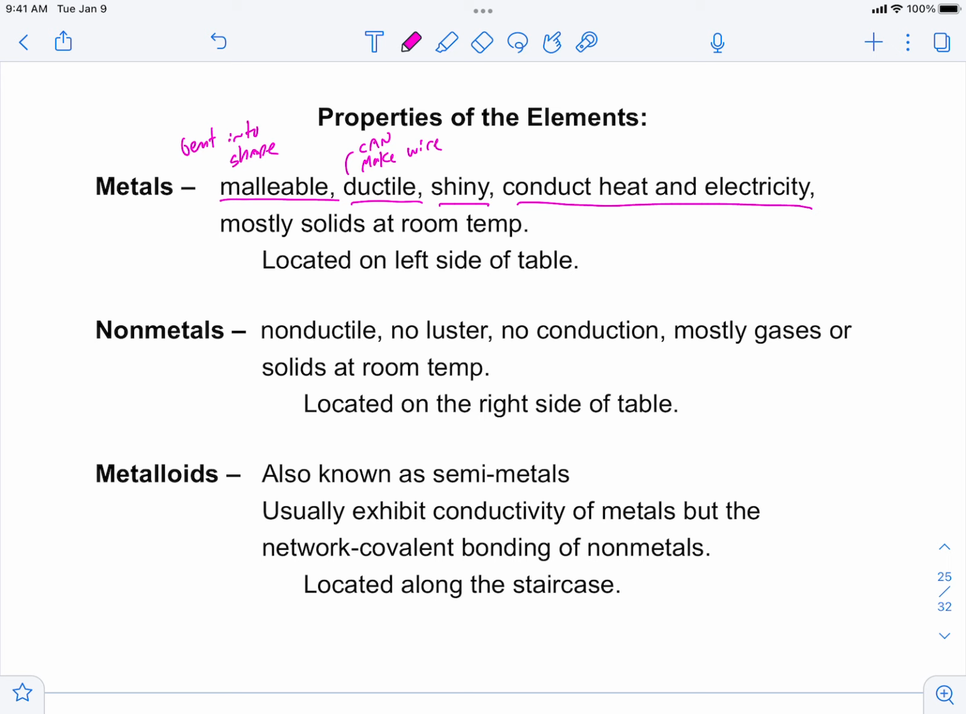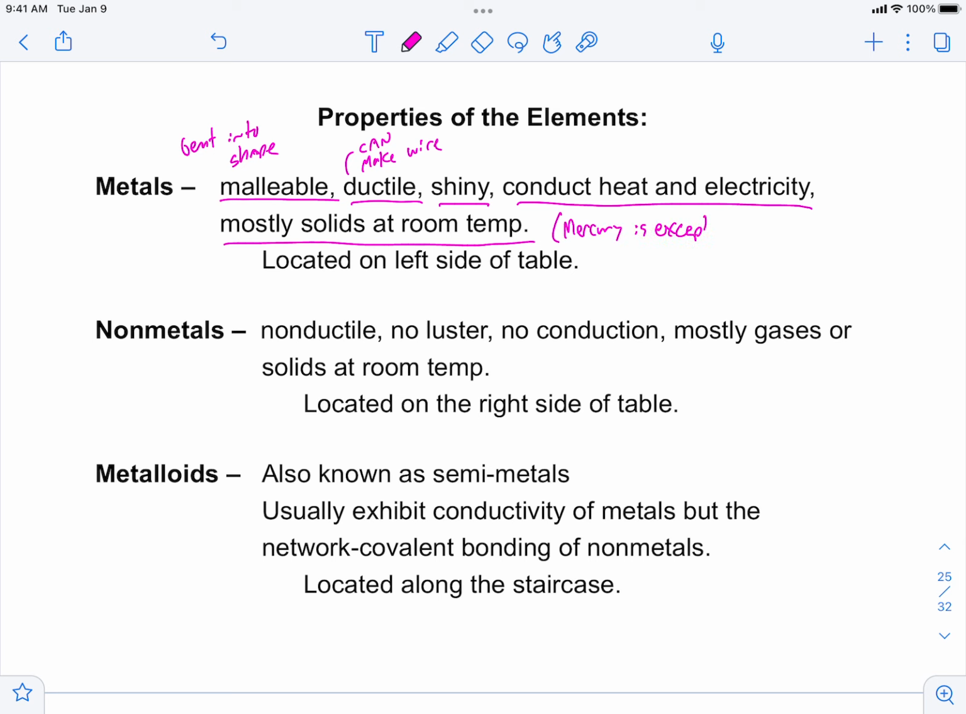The ones with handles that are plastic and wood tend to be cheaper and tend not to be made of pure metals, which don't transmit the heat as well. So that's why they choose the higher end stuff. And metals are mostly solids at room temperature. There is one metal that is not solid at room temperature: mercury. And we know that metals are located on the left side of the table, left side of the stairs.